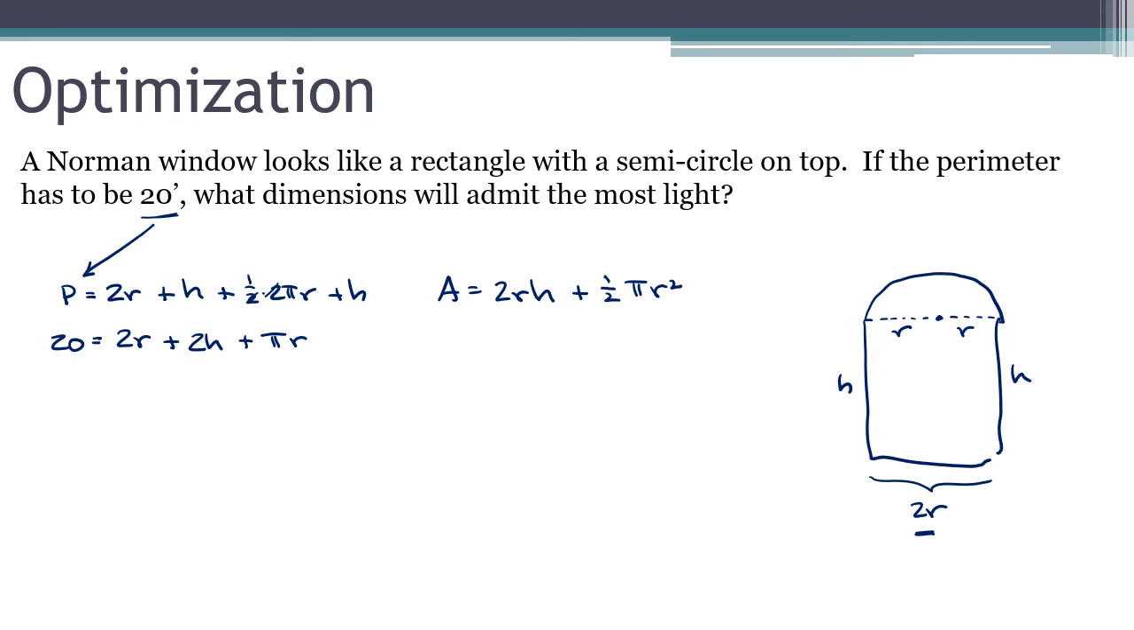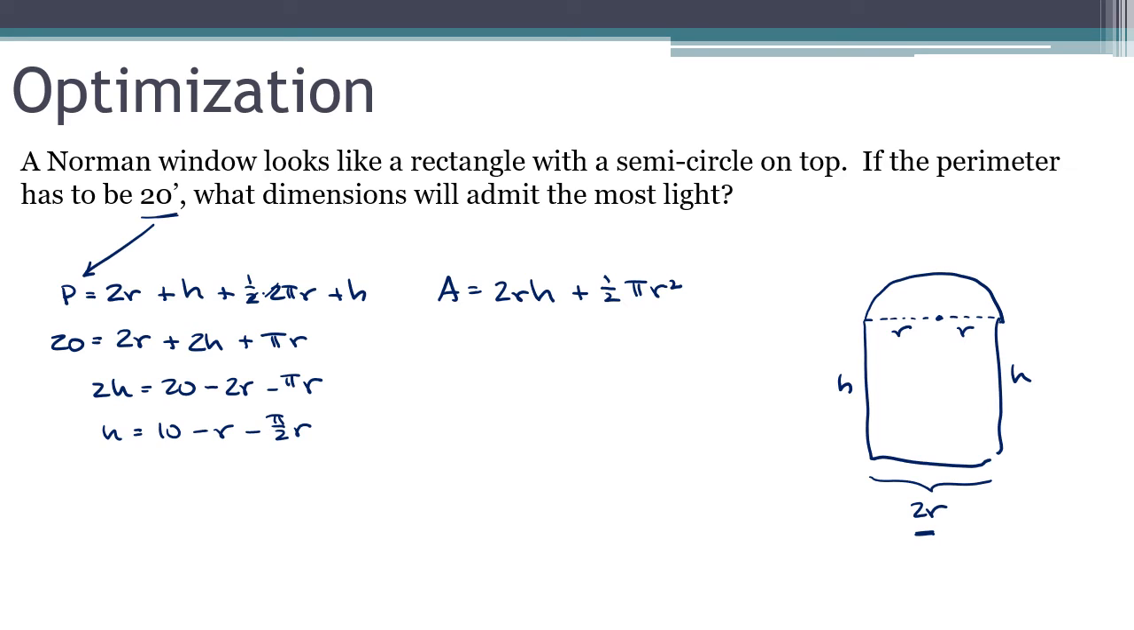If I move the 2r and the pi r over, this becomes 2h equals 20 minus 2r minus pi r. Then I have to divide both sides by 2. I'm going to say h equals 20 divided by 2 is 10, 2r divided by 2 is minus r, minus pi over 2 r. Maybe this will be easier, maybe it won't, just leaving the 2 in the bottom. But, uh-oh, I'm looking ahead. Oh no, you know what?